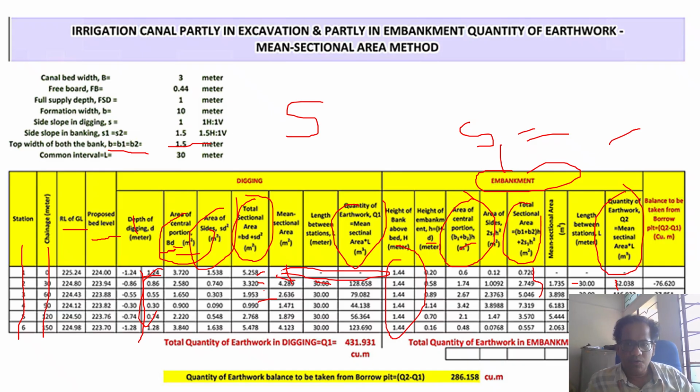This I would like to call Q2. Then you may ask what is Q1. Q1 is the quantity of earthwork for digging. So now Q2 minus Q1 is the additional amount of earthwork required to construct this canal. That has to be collected from the borrow pit, Q2 minus Q1, which is in cubic meters. That is calculated here. Thank you.